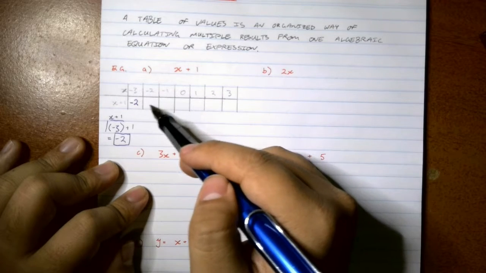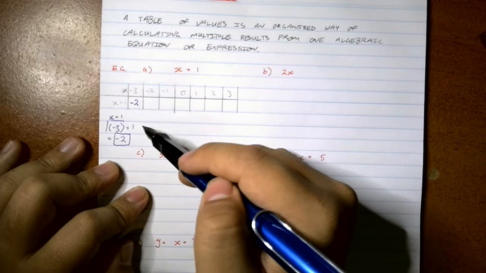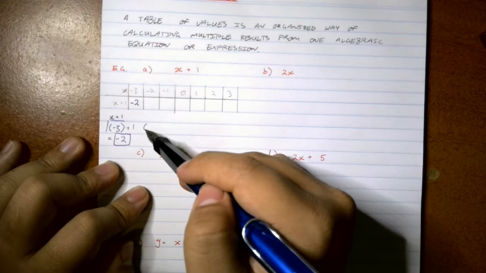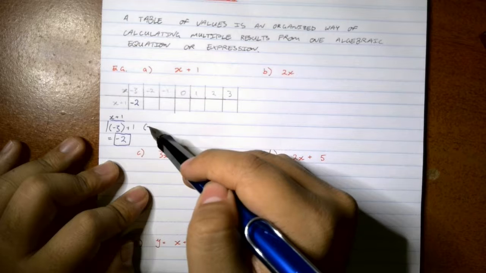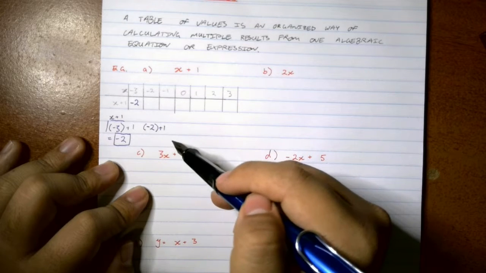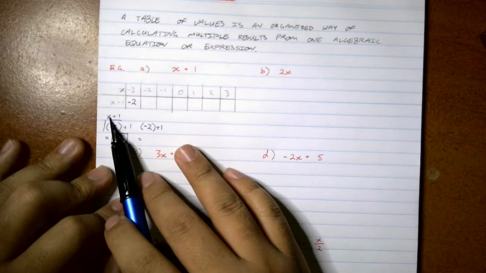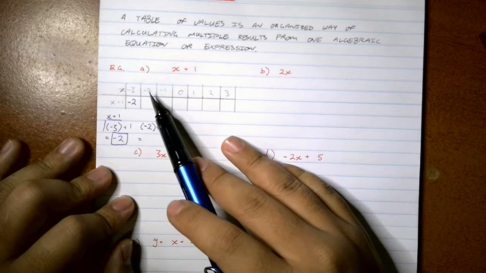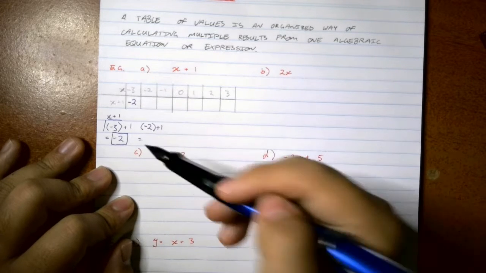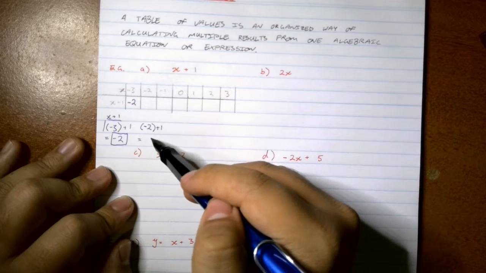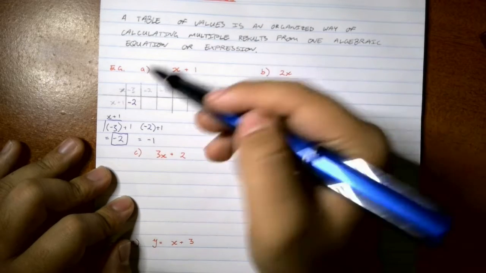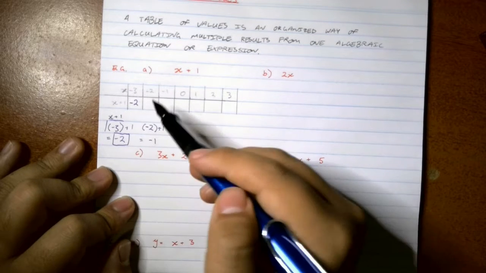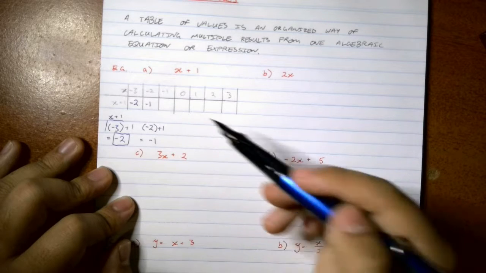Once again, this next box, we get the same idea. We take the same expression, x plus 1, and we substitute -2. So it would be -2 plus 1. So -2 plus 1 gives us -1. Once again, since this is our answer, for when we substituted -2, we put -1 here.